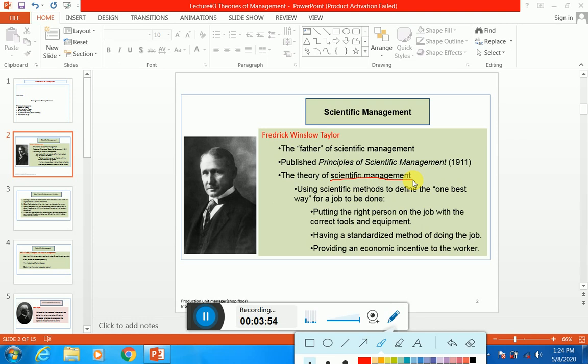Initially he said the best way of doing the job, he introduced that one best way. It simply means using the scientific method to define one best way to do a job.